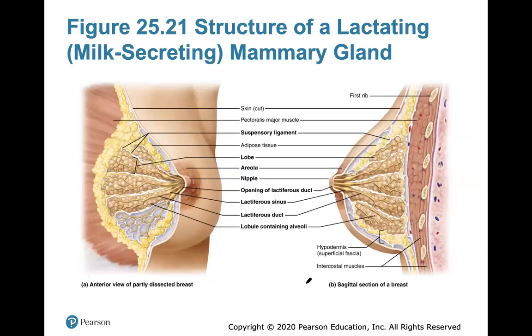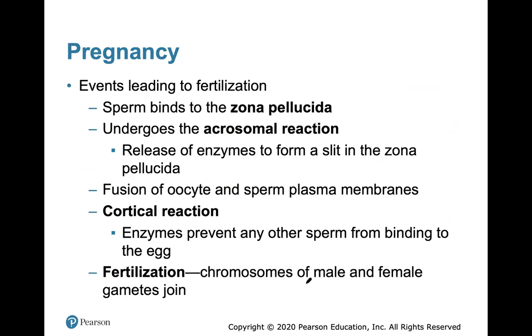And I won't ask you guys too many questions about mammary glands, but they're filled with a lot of fatty tissue and lymph tissue. So breast cancer can quickly spread to other parts of the body as well.